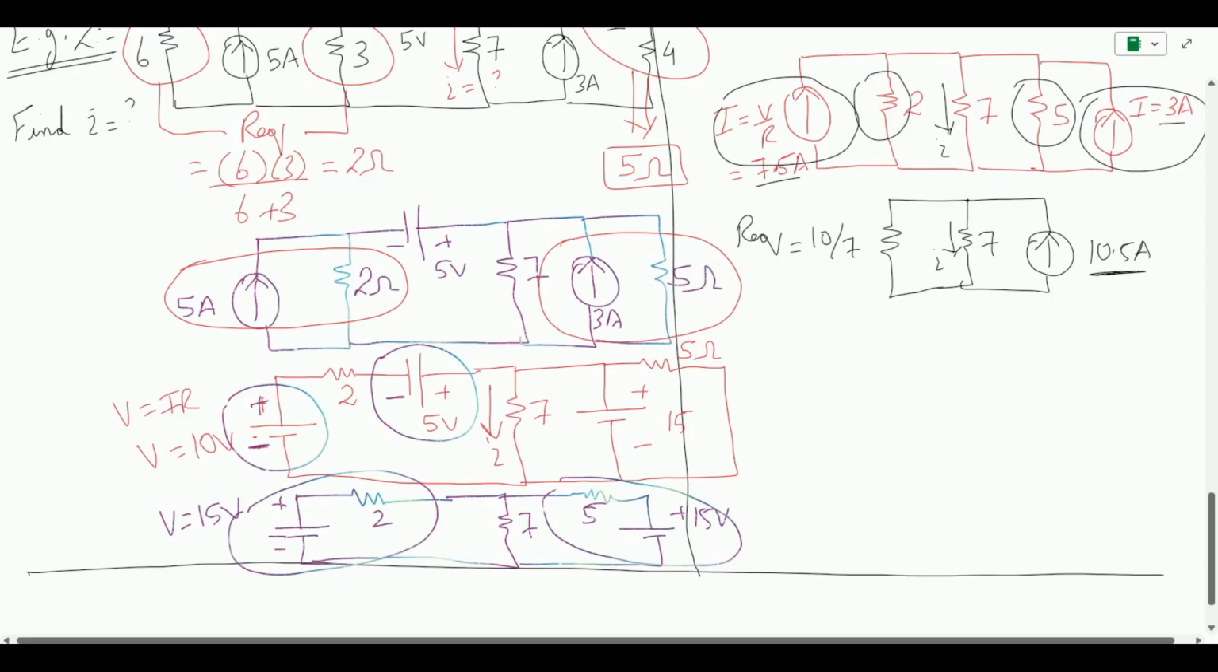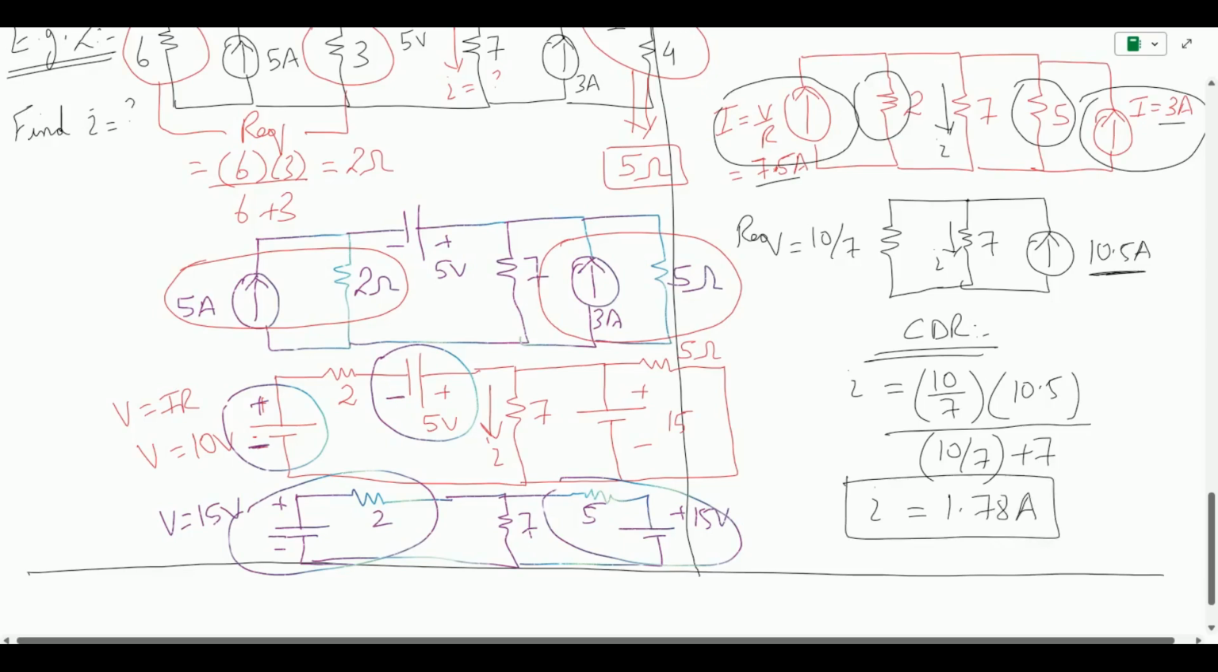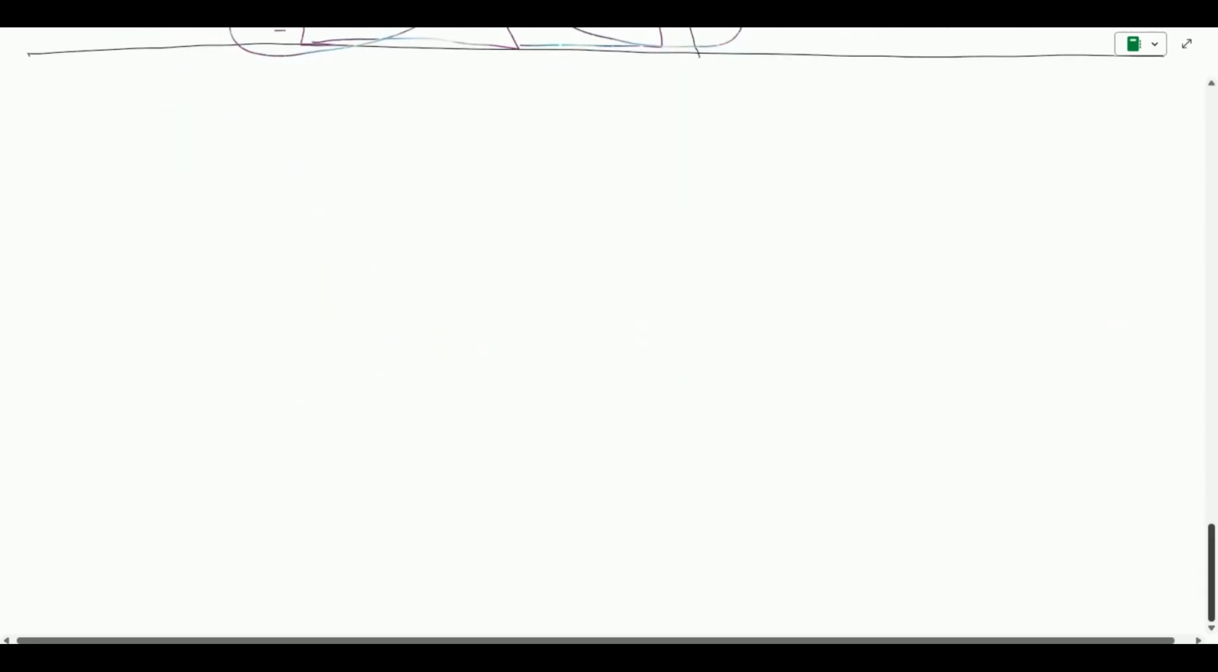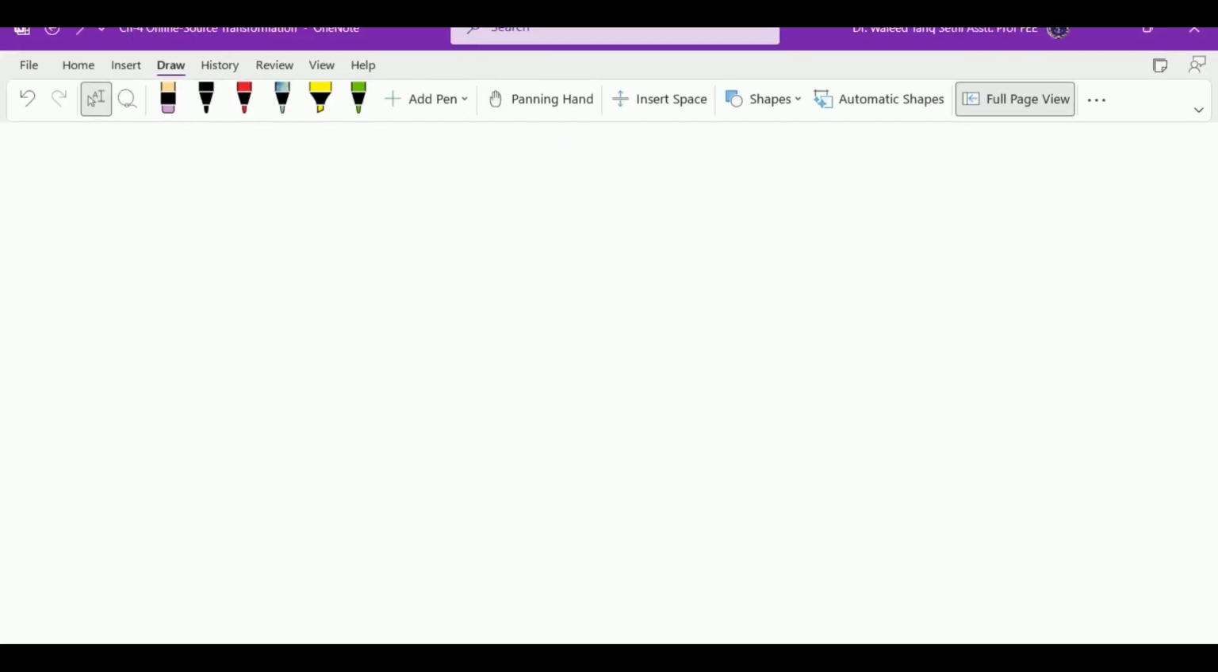I can just apply the current division rule to find the unknown current, which is I. So it comes out to be 10 divided by 7 multiplied by the source current 10.5 amps divided by 10 divided by 7, the sum of resistors, plus 7, and the output current comes out to be 1.78 amps. And this is how we solve the unknowns, or figure out the unknown current, using the source transformation technique. So let me give you a few more examples as a practice session where you can figure out how to solve these, and I'll give you the answer to that.